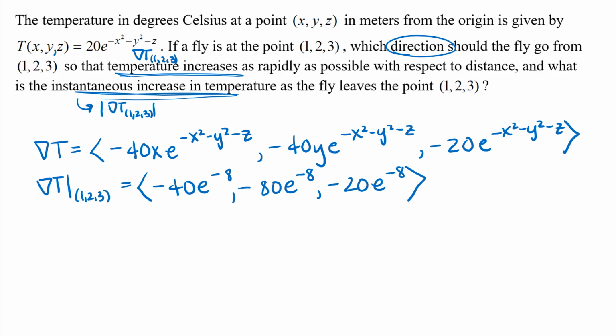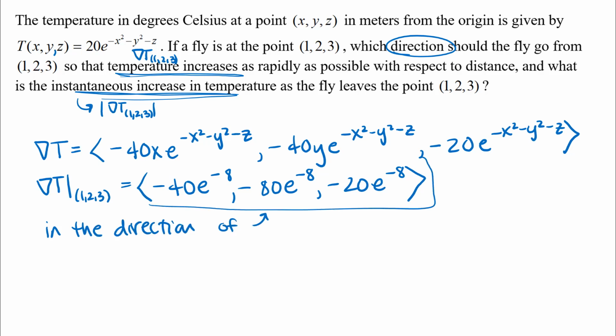If I want to know the direction in which we should go from this point so that temperature increases as rapidly as possible, we should go in the direction of this gradient vector. So we could just give our answer as that, in the direction of that vector. Any positive scalar multiple of that vector will also work. For example, I could multiply through by e to the 8th and divide through by 20 and get a simpler version of a vector that is in the same direction.